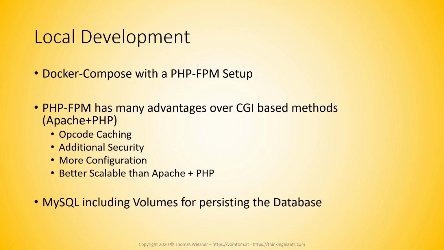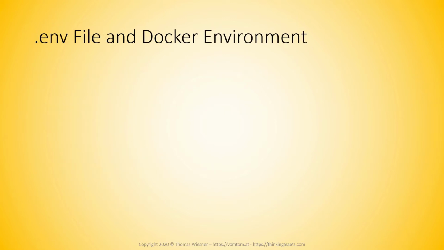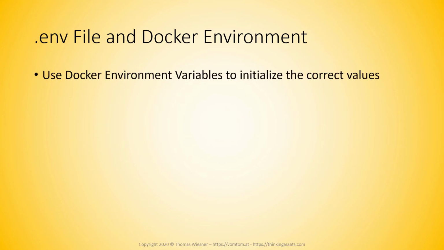Now MySQL will run also inside our container, but we will use a volume for persisting the database. Let me talk about the configuration. We are going to use this env file, but not a lot, because our configuration comes from Docker environment variables. That is what we're going to use to initialize the correct values. We saw this in the previous lectures where we used environment variables to connect to a database, and in this case we are just overriding values from the env file through the Docker environment variables. So we are not using the env file at all actually.